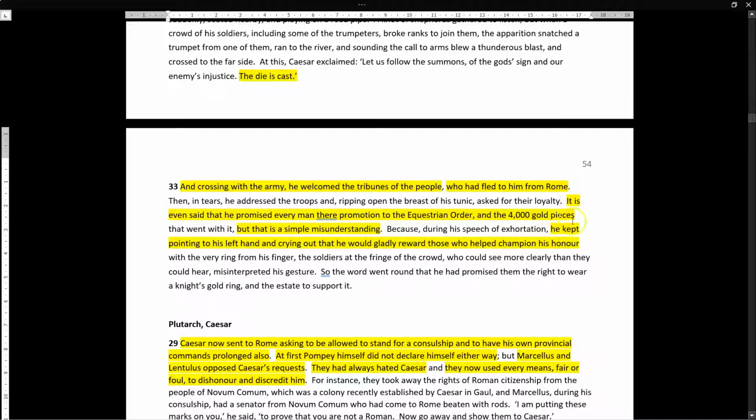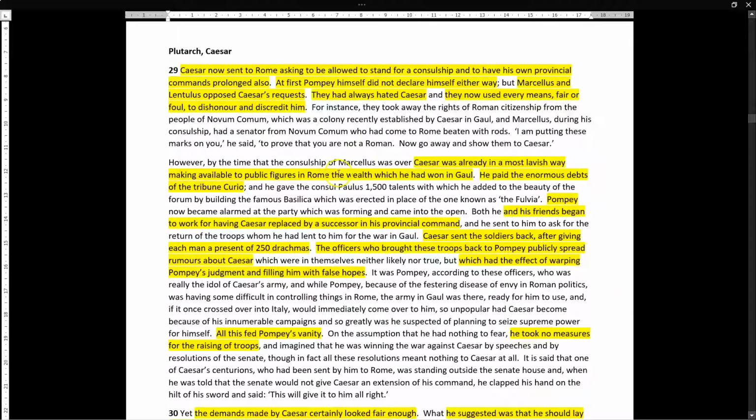In actuality, what he said was he kept pointing his left hand and crying out he would gladly reward those who championed his honour. So you kind of suggest that he was going to reward them somehow, but whether or not it's that specific idea about the equestrian order and the gold pieces is something that Suetonius does question. So that's one version of the story. We then have the Plutarch source, which basically tells us exactly the same thing but in a slightly different way. You'll be pleased to know.